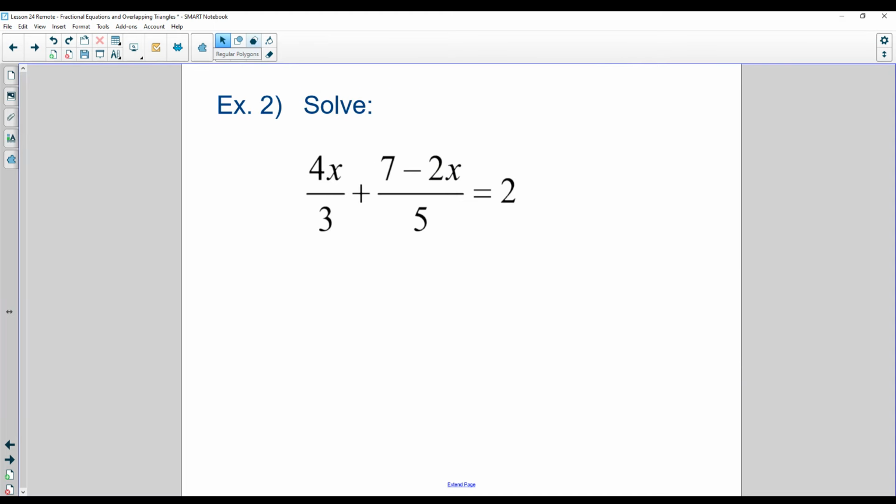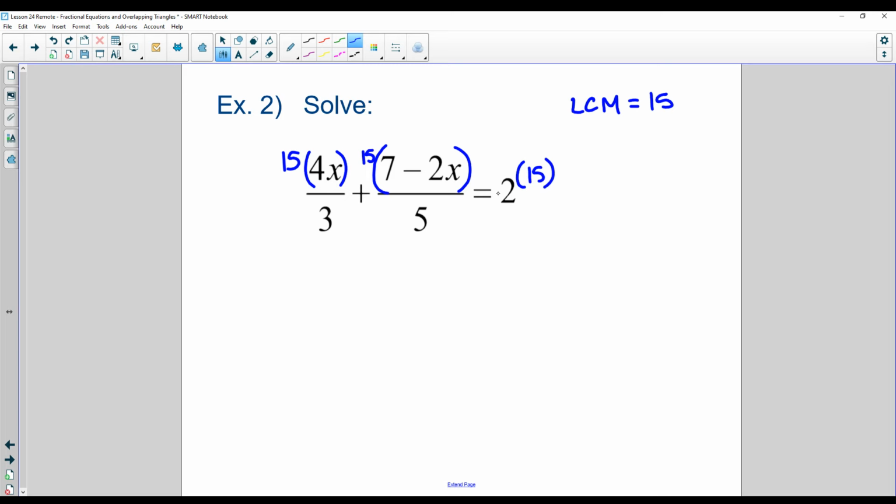Let's do another one. Example 2. Solve 4x over 3 plus 7 minus 2x over 5 equals 2. Let's use the same strategy. We have a fractional equation, so we want to find the least common multiple of the denominators. What's the smallest number that 3 and 5 go into? That's going to be 15. Therefore, we're going to multiply each numerator times the LCM.